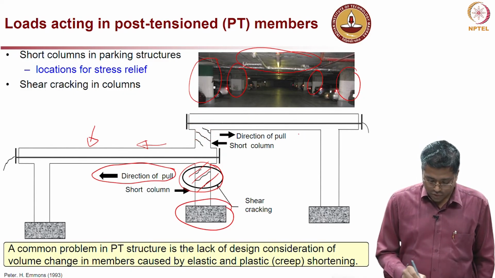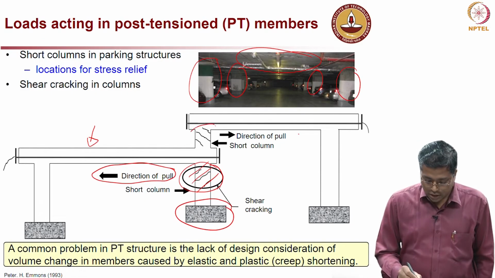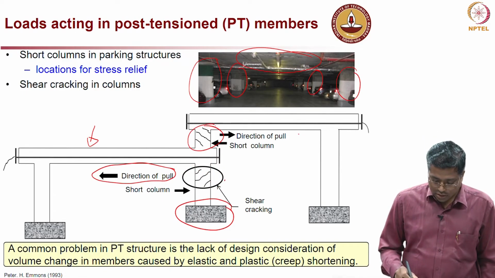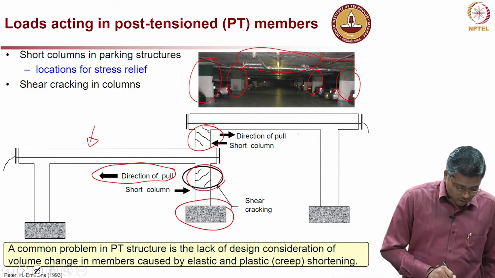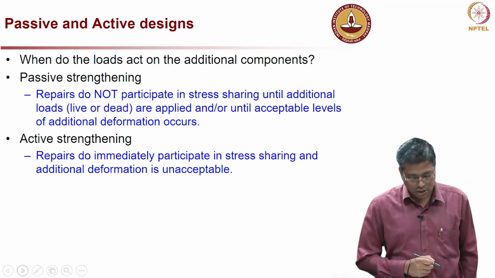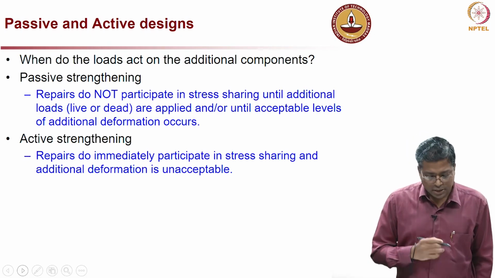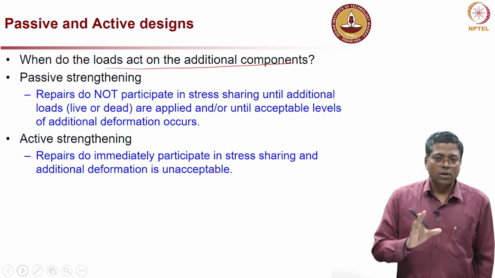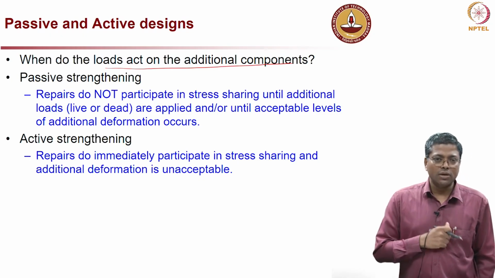Okay. So, different types of cracks, you can see the top portion or this region is experiencing a crack in one direction, whereas this region is experiencing a crack in the opposite direction, but both are at a 45 degree angle. So, there is something to do with the shear resistance. Now, two types of strengthening designs, one is passive and the other one is active. When do the loads act on the additional components? That is how we tell whether a particular design is a passive design or an active design.